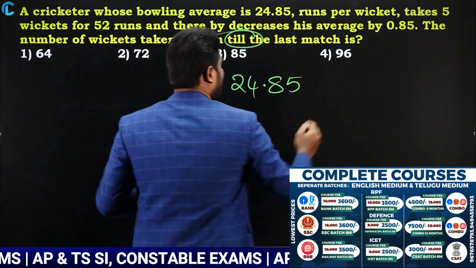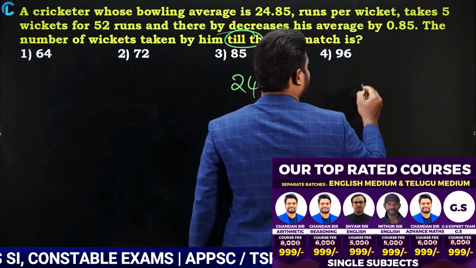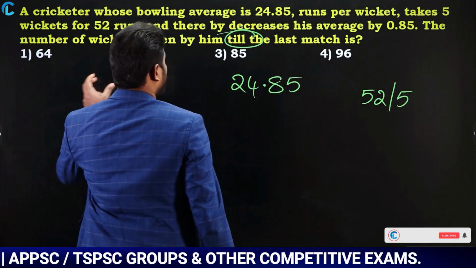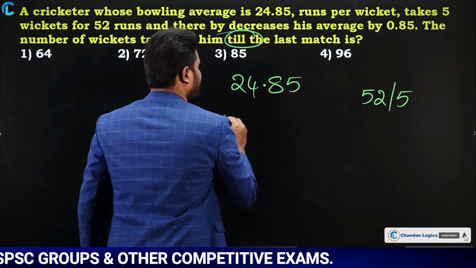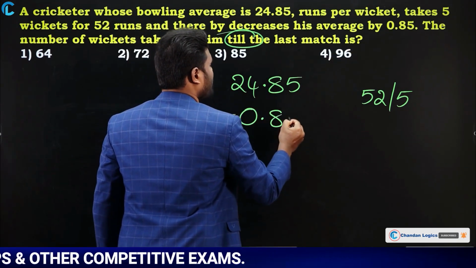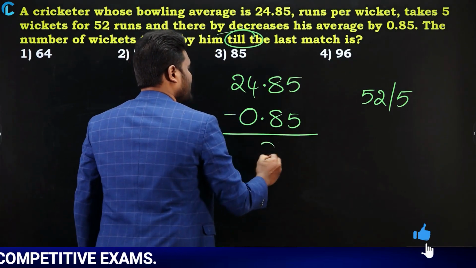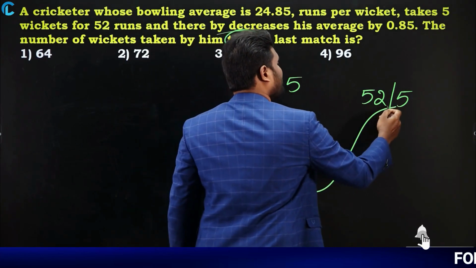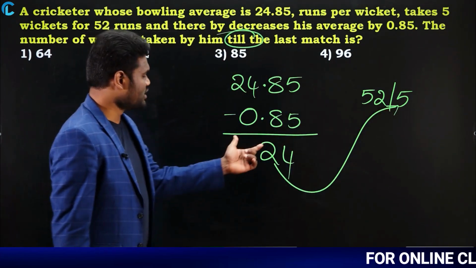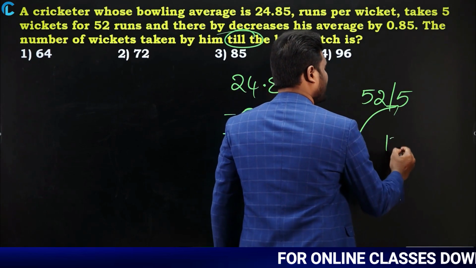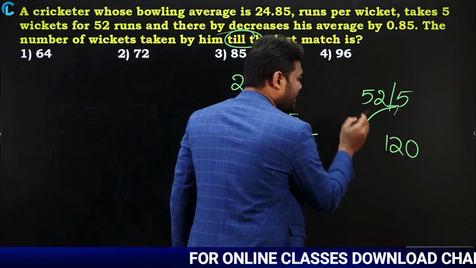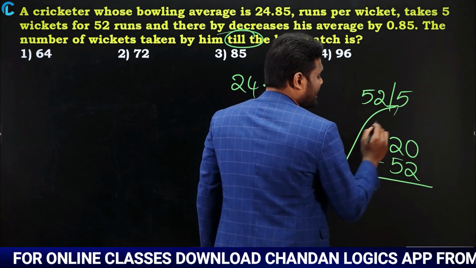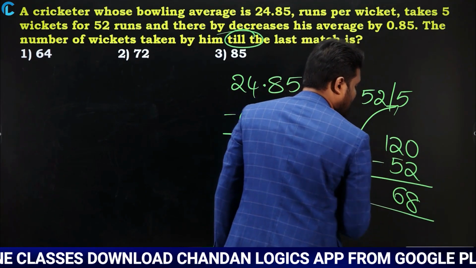Okay, now what happened? He takes 5 wickets for how many runs? For 52 runs, he is going to take 5 wickets. Due to that, the average reduces by 0.85. As the average reduces by 0.85, now this is going to be 24. Yes or no? Now what you need to do? You need to multiply this with the number of wickets. 24 into 5 is going to be 120. From this 120, you need to subtract the number of runs. So 120 minus 52 is going to be how much? 68.